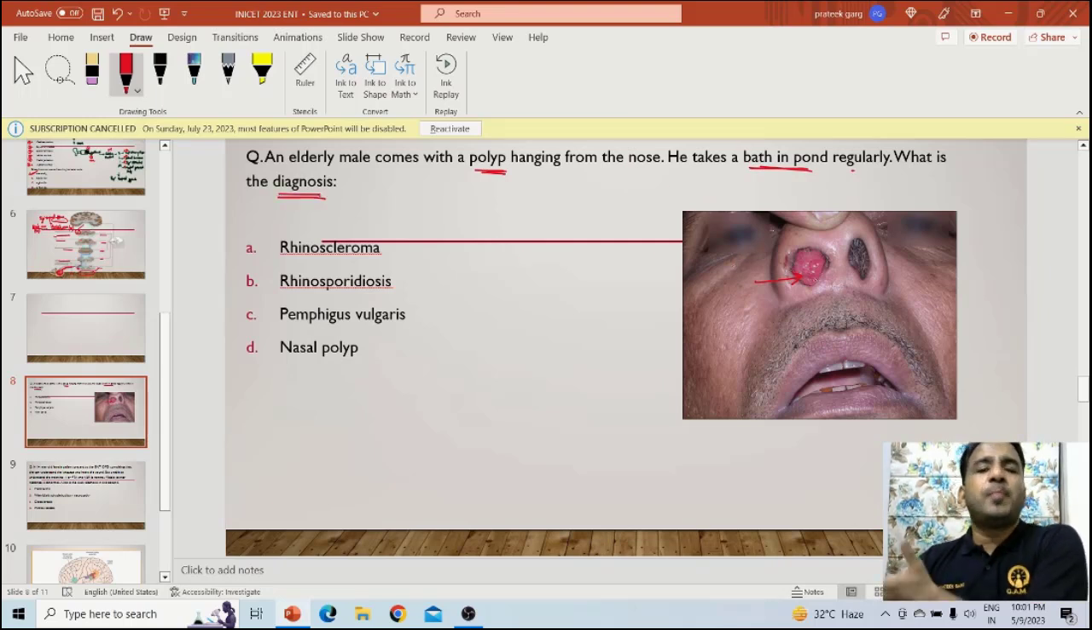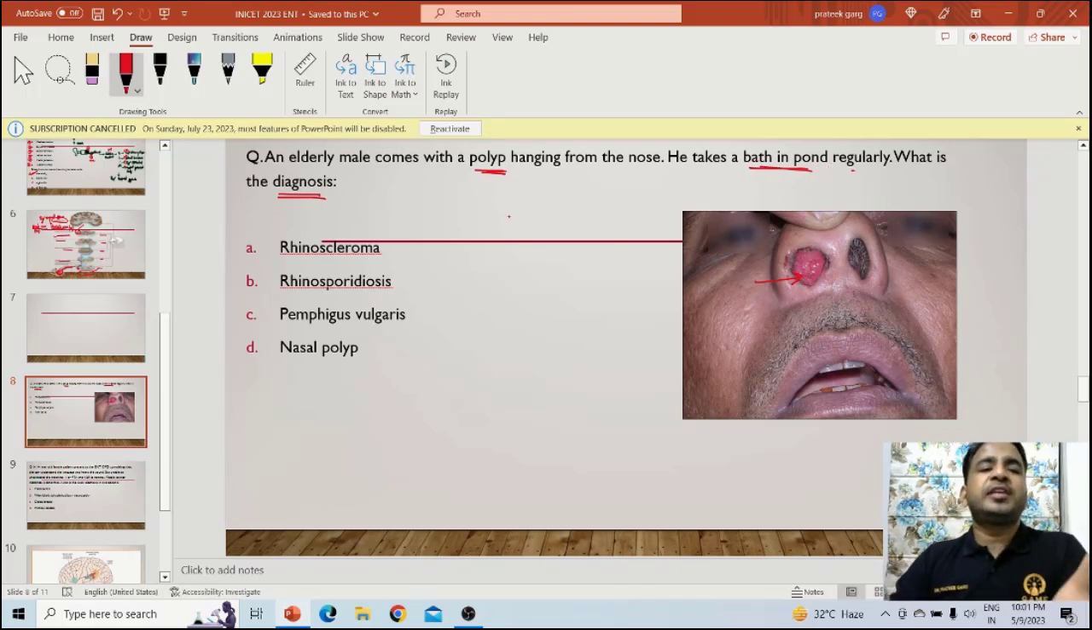We have seen this picture multiple times whenever we are studying the theory part. You can go into the notes itself. So there is a typical pinkish red polyp. There is no history of bleeding, as not mentioned here. The only history given is that the patient is taking a bath in the pond.